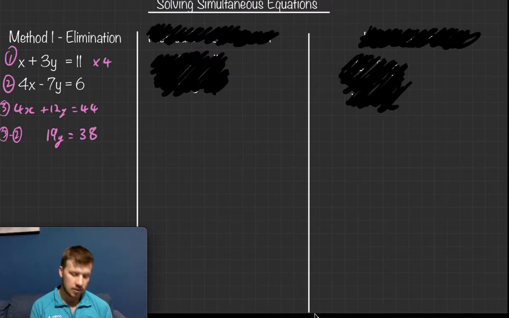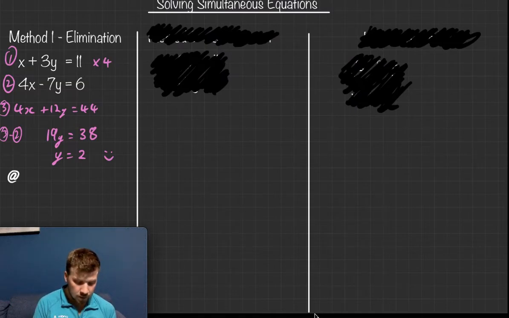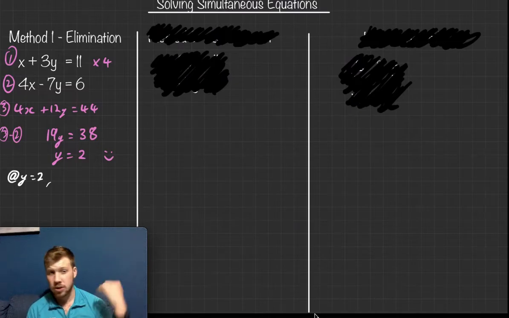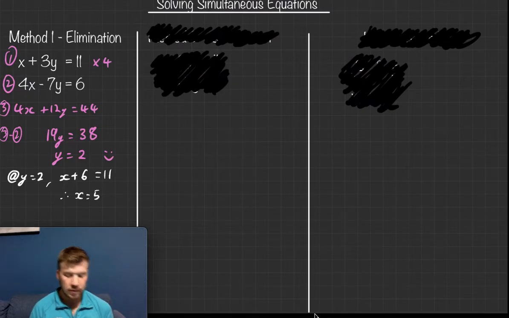Lovely, I can do that. y is going to equal 2. Now I need to work out what x is. At y equals 2, I can use any equation here, but I'm just going to start off with x plus 3y equals 11. That's going to give me x plus 3 times 2, which is 6, is equal to 11. So my value of x must be 5.